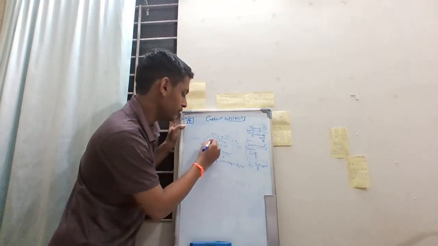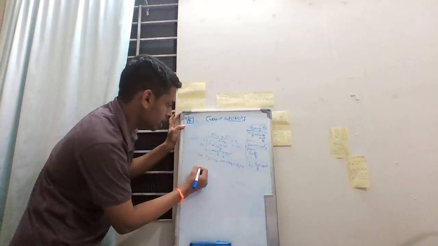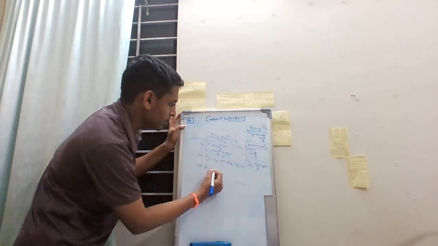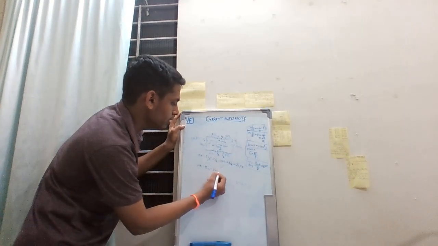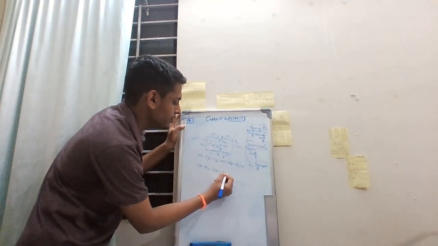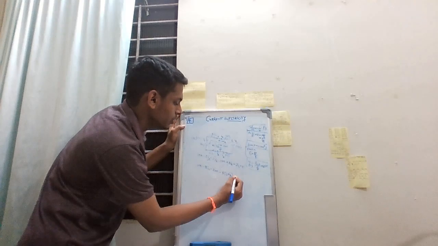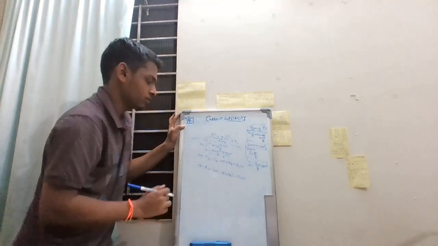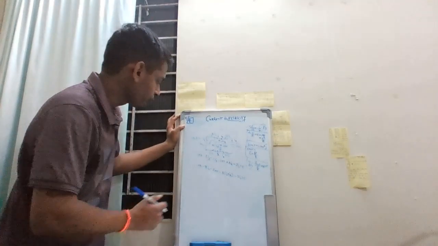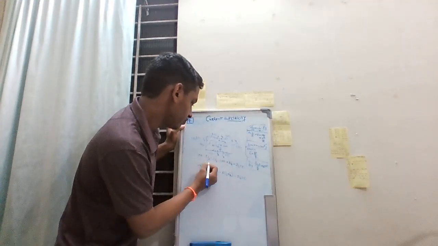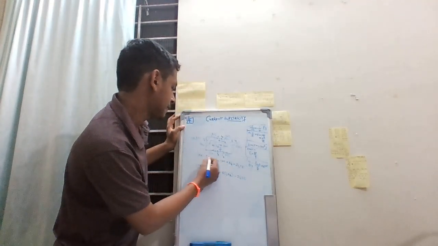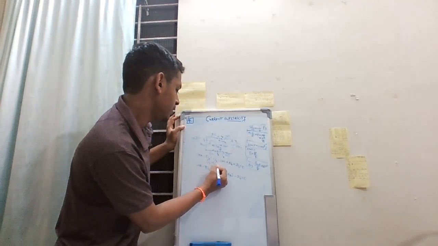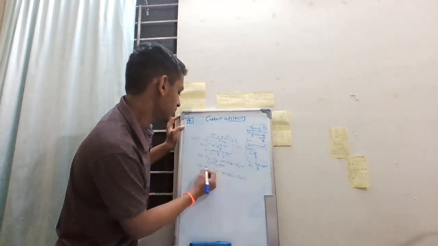Then if we go in the inner circle, that would be 100 minus 8I1 minus 200 minus 5 into (I1 plus I2), and minus 2I1 equal to 0. And 10I1 plus 5I2 equals 100.